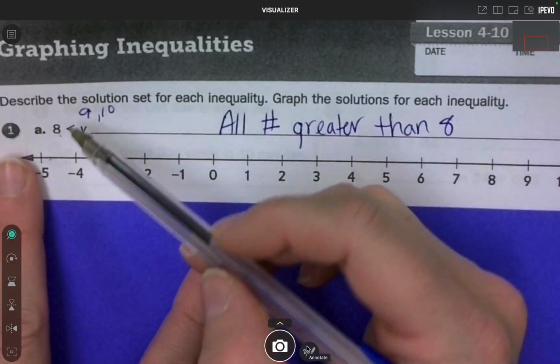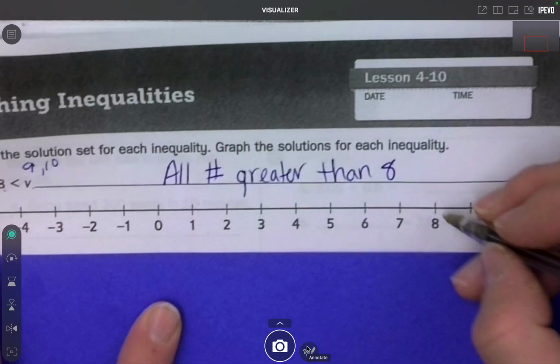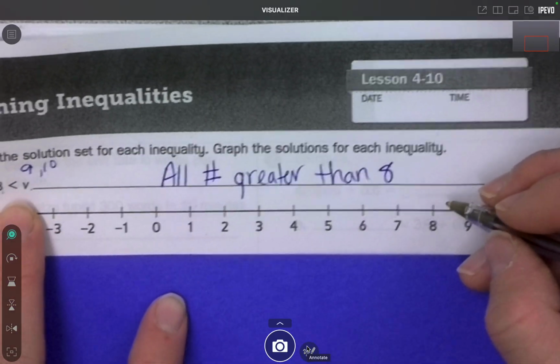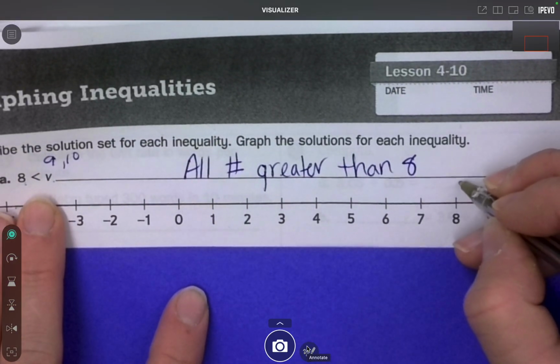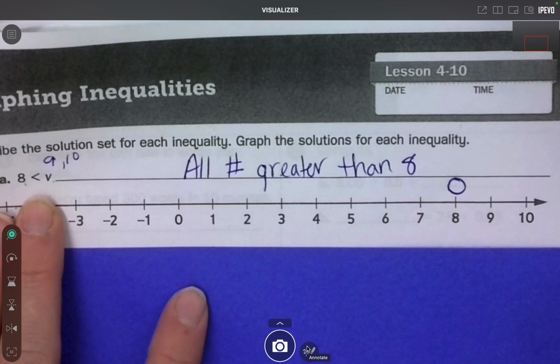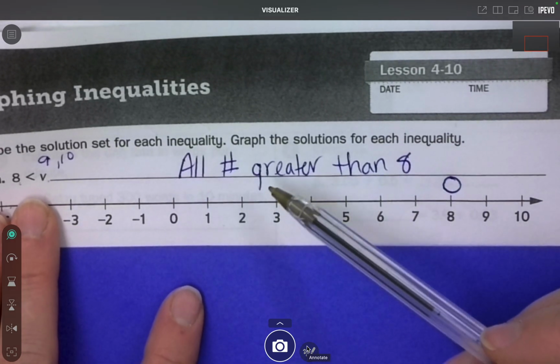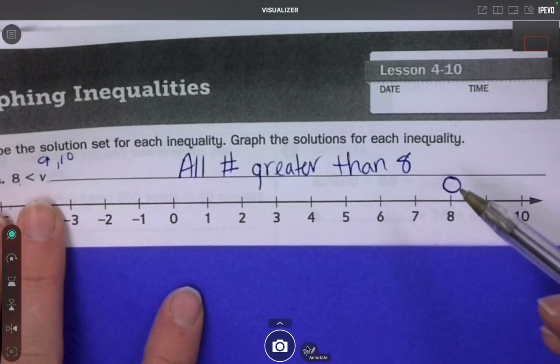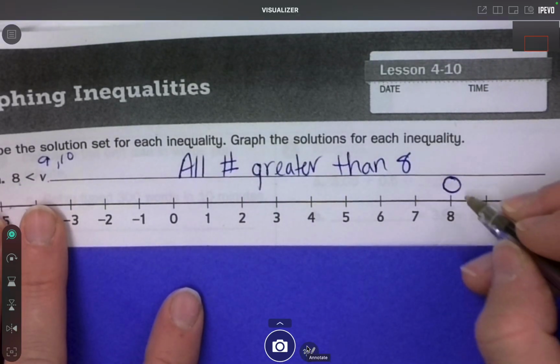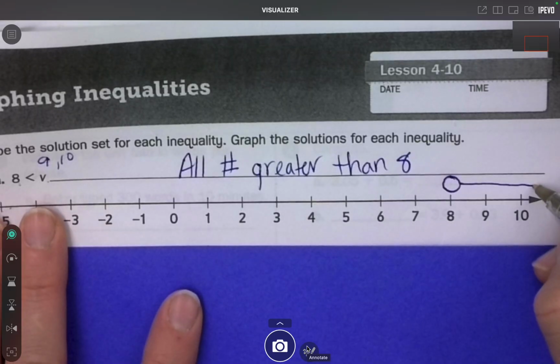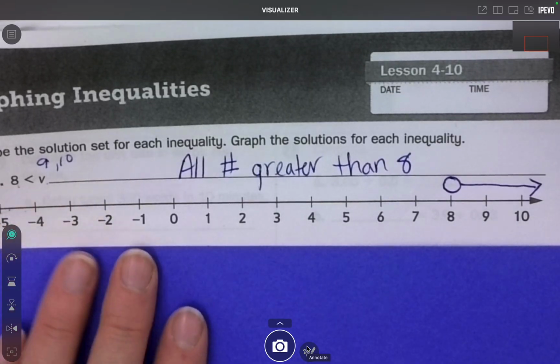So you would find positive 8, and because this is just less than, it doesn't have less than or equal to, you are going to graph it with an open circle. Okay, and then we need to draw an arrow making this true. All numbers greater than 8. Well, the numbers greater than 8 are going to go to the right. So you will take your arrow all the way down to the final arrow, and you will make it look like this.